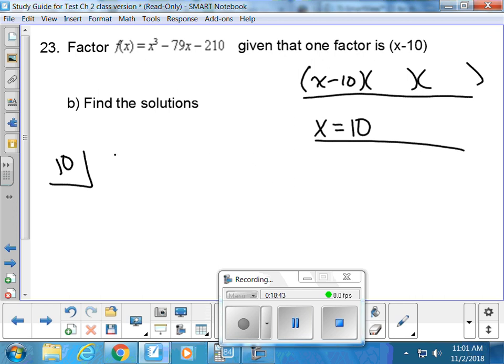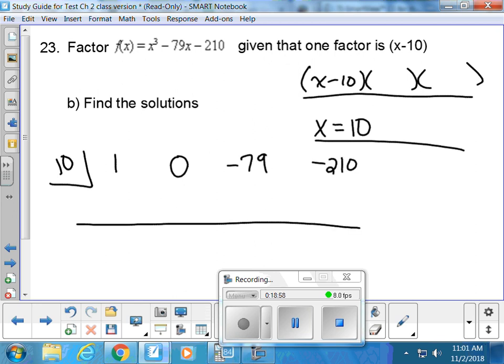What would be here? 1. Next? 0. Why is there a 0 right there? Because there's no x squared. And then what's next? Then -79. And what's last? And then -210.